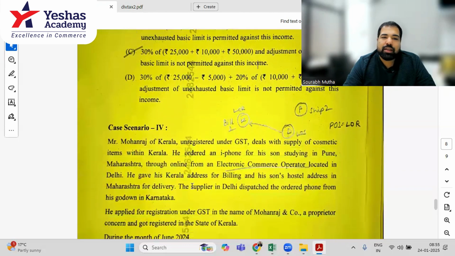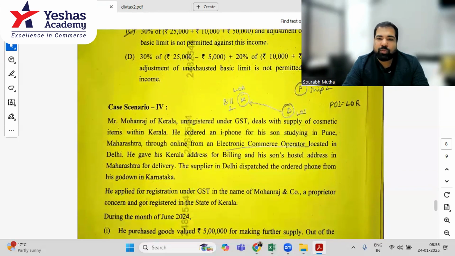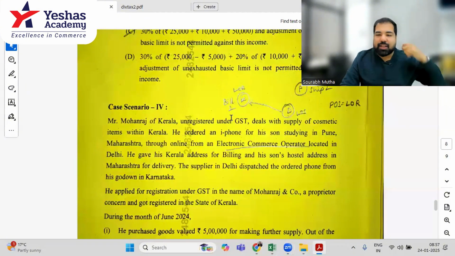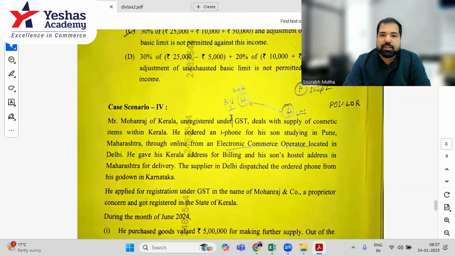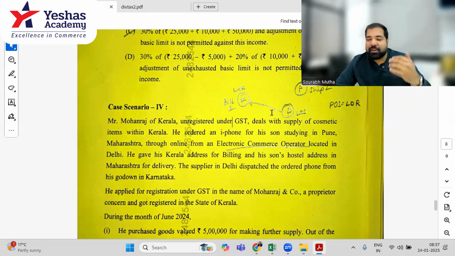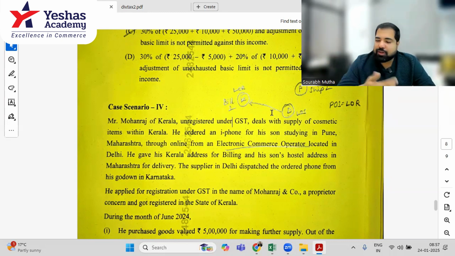We go to the next one. Case scenario number 4. Again, this one is on GST. So this one is a person in Kerala. He is registered under GST. Let's see how this works. He's registered under GST and supplies cosmetic items within Kerala, so intrastate only. He ordered an iPhone for his son who's studying in Pune. Good, taking care of his son by giving him an iPhone. So he's in Kerala, and bought an iPhone for someone in Pune, Maharashtra, through an online e-commerce operator located in Delhi. Doesn't matter.